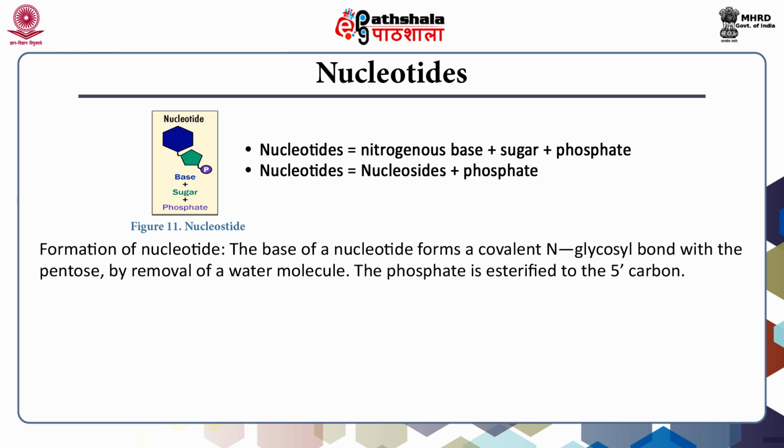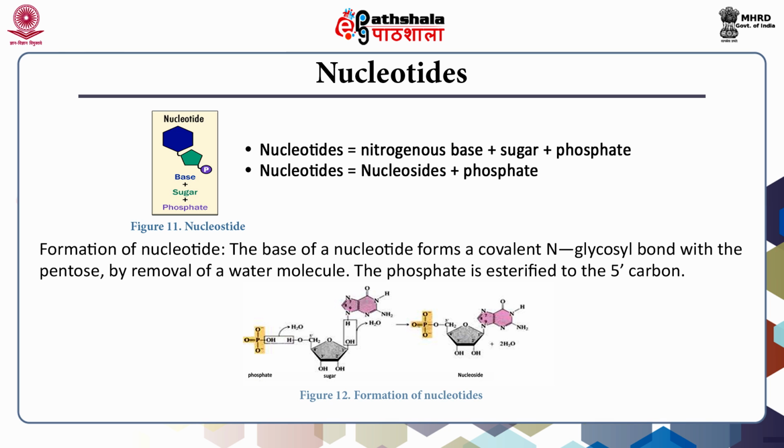Formation of a nucleotide is described as follows: the base of the nucleotide, position N1 of a pyrimidine or N9 of a purine, forms a covalent N-glycosyl bond with the first carbon of the pentose by removal of a water molecule. The phosphate is esterified at the 5' carbon. In the picture, you can see the formation of a nucleotide.